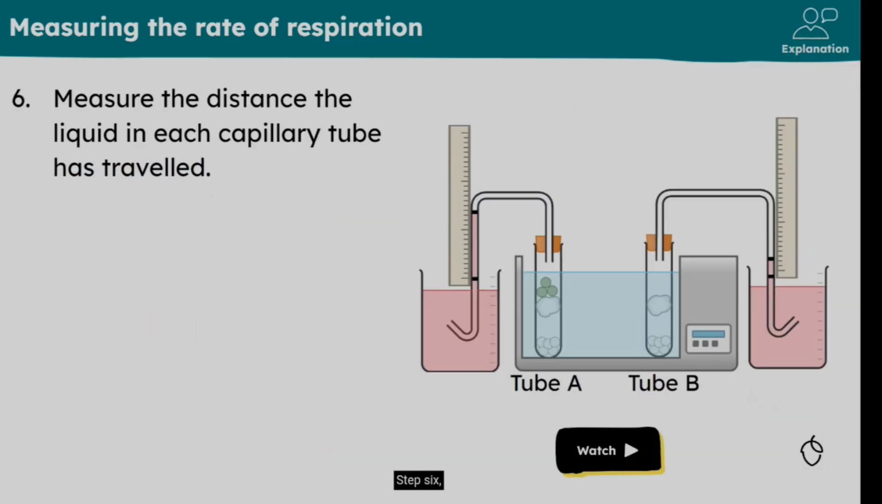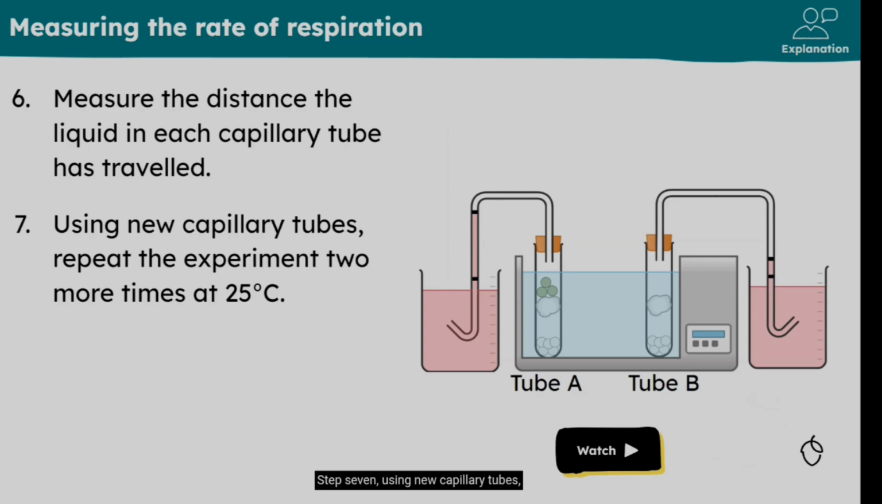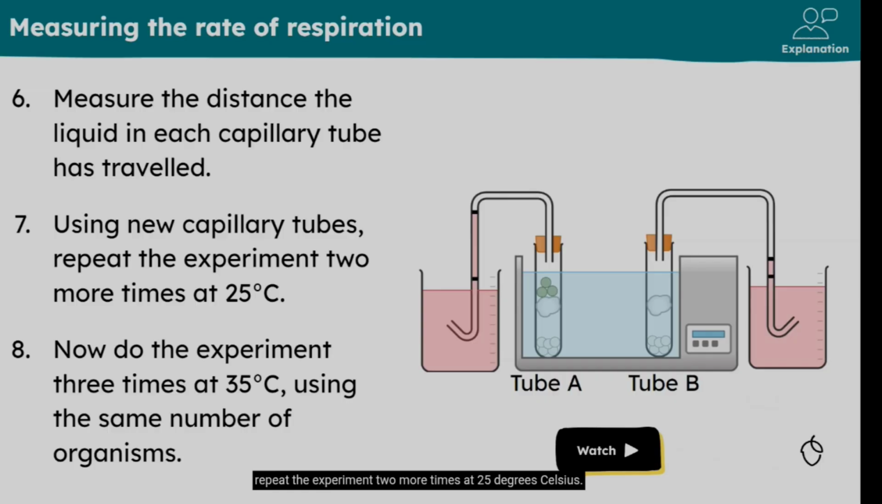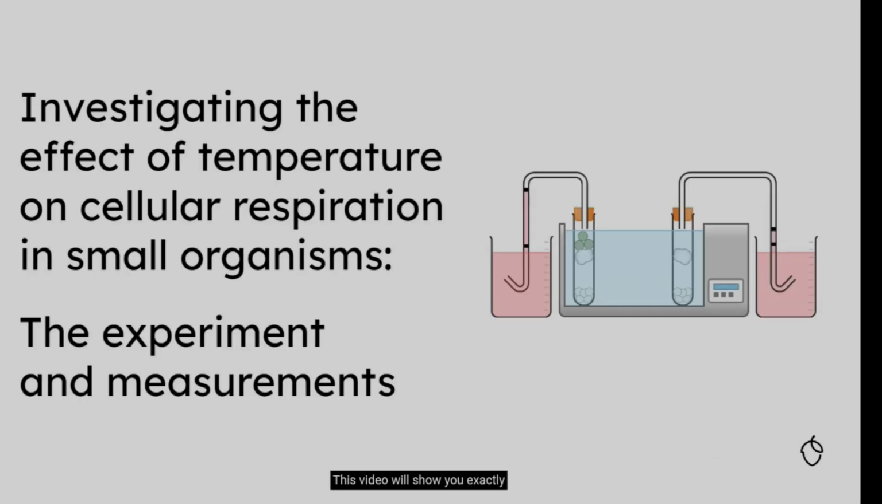Step 6. Measure the distance the liquid in each capillary tube has travelled. Step 7. Using new capillary tubes, repeat the experiment 2 more times at 25 degrees Celsius. And step 8. Now do the experiment 3 times at 35 degrees Celsius using the same number of organisms. This video will show you exactly how to take the measurements you need in order to carry out the practical.